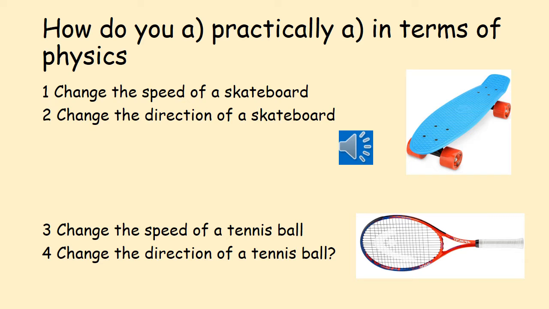As far as a tennis ball is concerned, you can change the speed of a tennis ball using your racket by, as the ball hits the racket, pulling the racket backwards slightly in the direction of travel of the ball, and that will slow it down. What's happening there physics wise is that energy is being transferred from the kinetic store of the tennis ball into the elastic store of the strings of the racket. Of course, at the same time you're exerting a force on the ball.